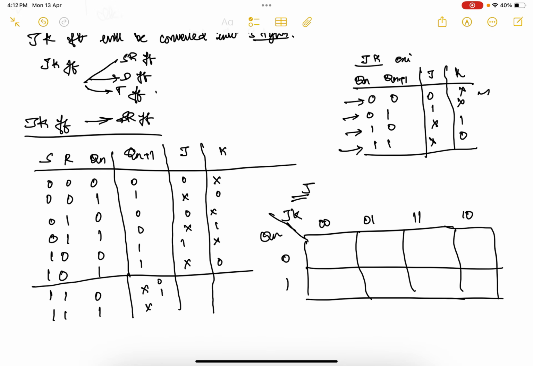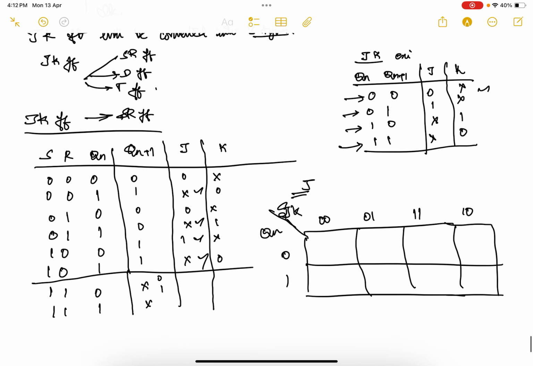Where you got your output, I want to check it for J. I have my outputs in 4 locations, that is 0 0 1. So this is S, R and Qn: 0 0 1, the output is x. The next one is 0 1 1, the output is x.